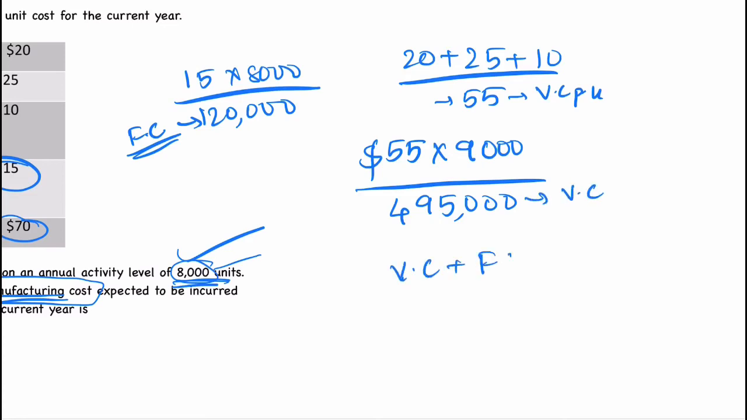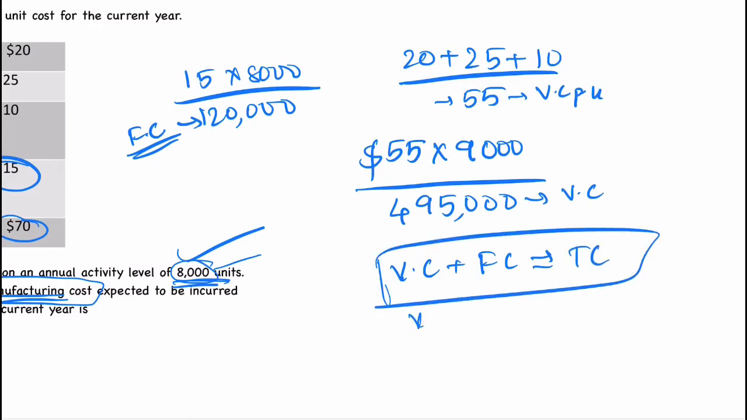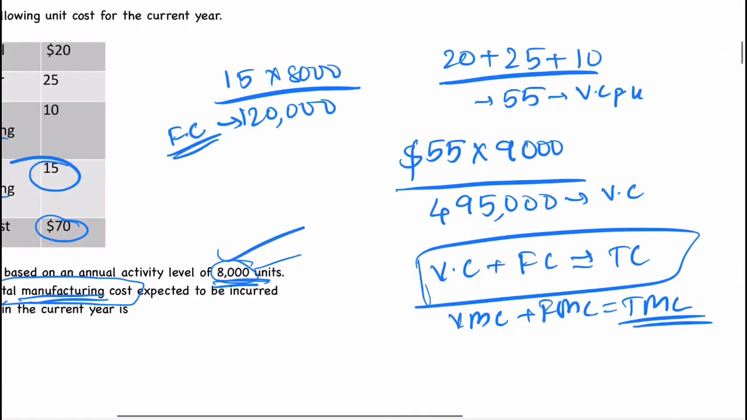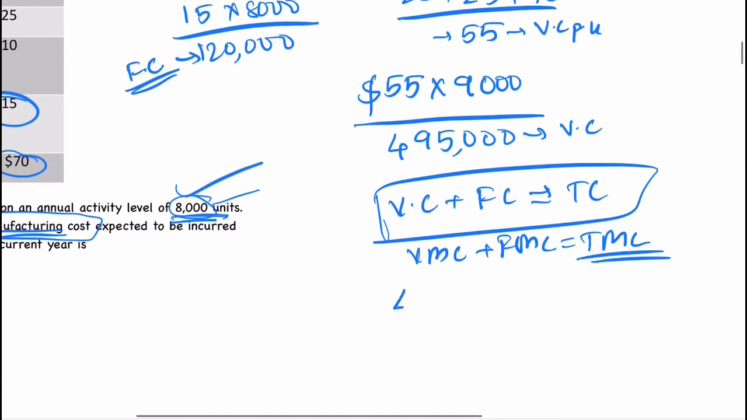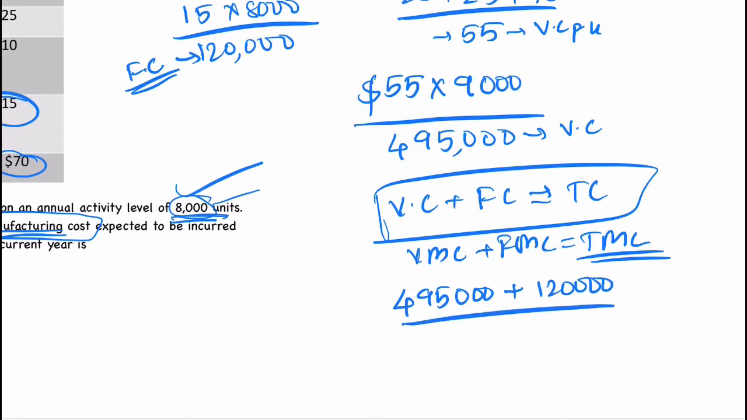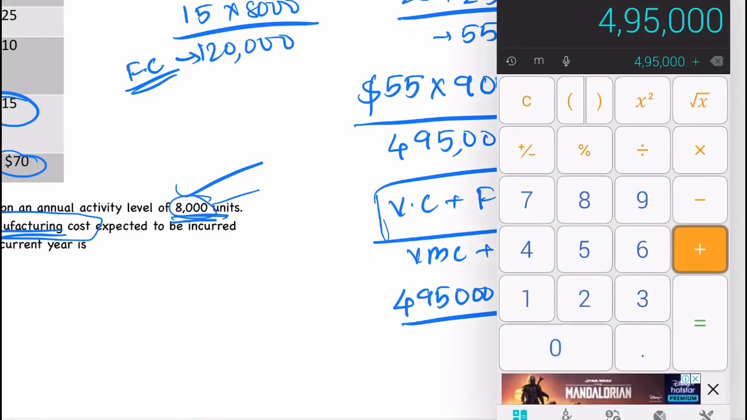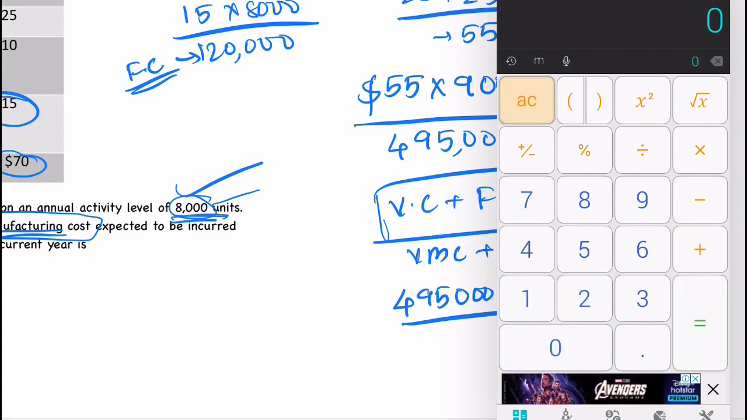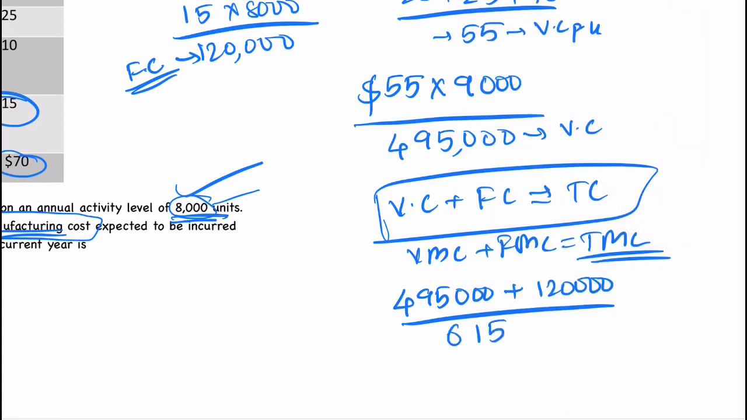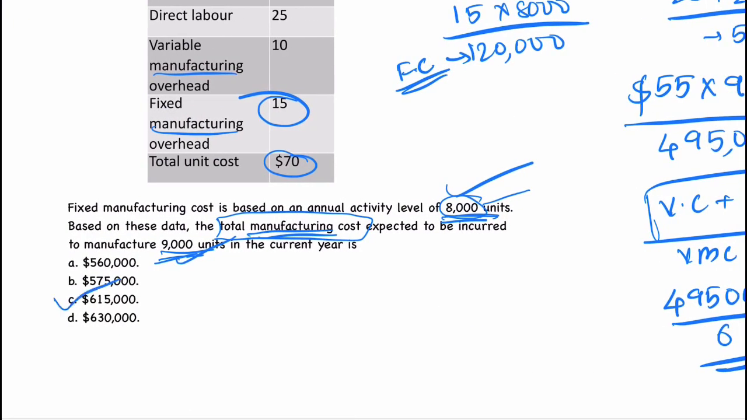Variable cost plus fixed cost is going to be total cost. Here variable manufacturing cost plus fixed manufacturing cost is going to be total manufacturing cost. They are asking us total manufacturing cost. So in that case, 495,000 plus 120,000 is 615,000. Do we have this option? Yes, we have. Option C is the right option.